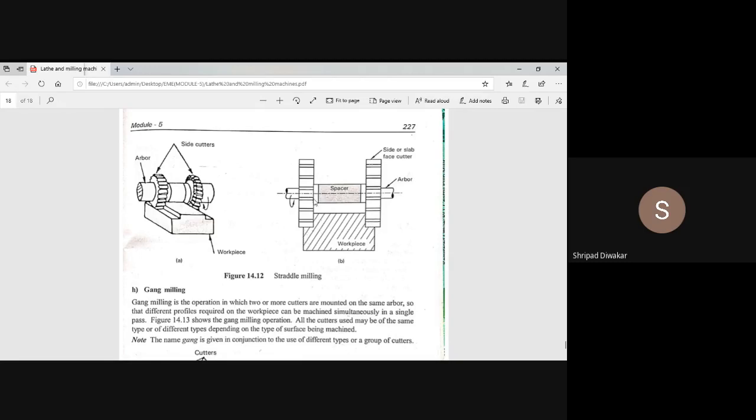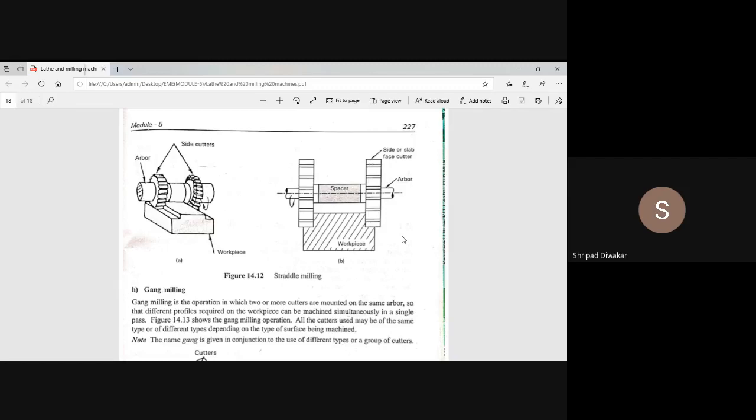Next, on the top we have to show the two side milling cutters, and whatever the lines indicate the multi point, that is multi tooth. Next, these two side cutters are fixed to the arbor. This is the arbor, and we have to show that arbor. So this is how to represent the straddle milling.